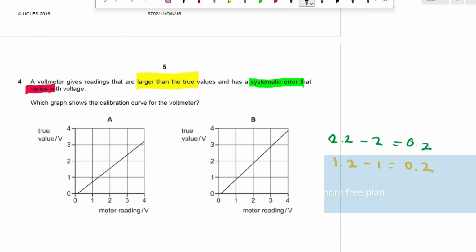But I've been told that this systematic error varies. It means if I have an error the first time, the second time is going to be a bit different. If you look at this, here I have 1, and here, let's say, I have 1.3.